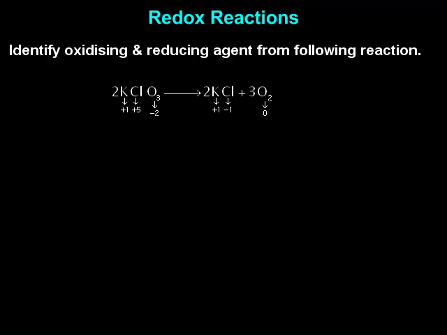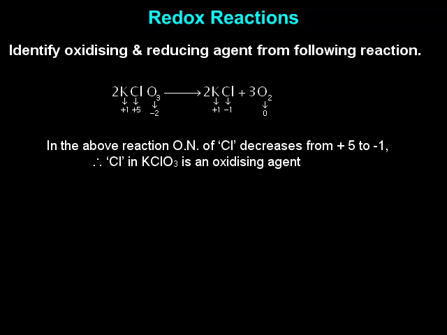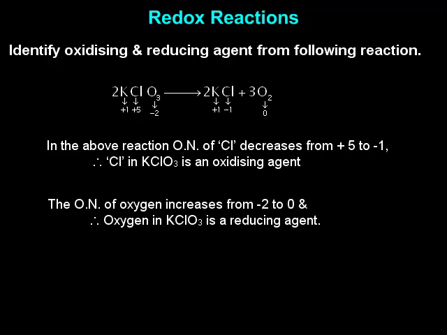Identify the oxidizing and reducing agent from the following reaction. 2KClO3 gives 2KCl plus 3O2. In the above reaction, the oxidation number of Cl decreases from plus 5 to minus 1. Therefore, Cl in KClO3 is an oxidizing agent. The oxidation number of oxygen increases from minus 2 to 0, and therefore oxygen in KClO3 is a reducing agent.